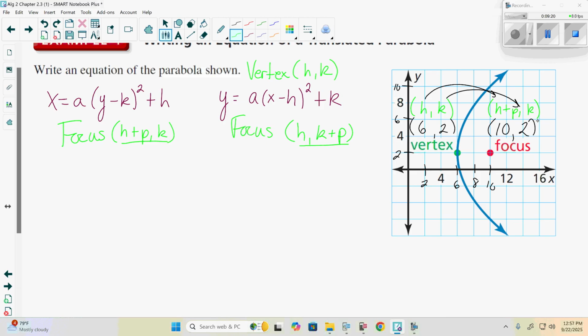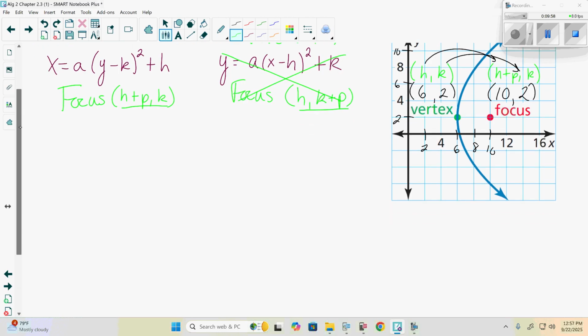If the k value changed and h stayed the same, if we still had 6 as the x value of the focus, we'd use h comma k plus p, because we're not adding a value to h. So all that's told us is that y equals is not the equation for this, because its focus, h comma k plus p, does not line up with the focus that we have here. That value is not changing. Questions on this? Okay. Because getting this and seeing how this works is crucial.